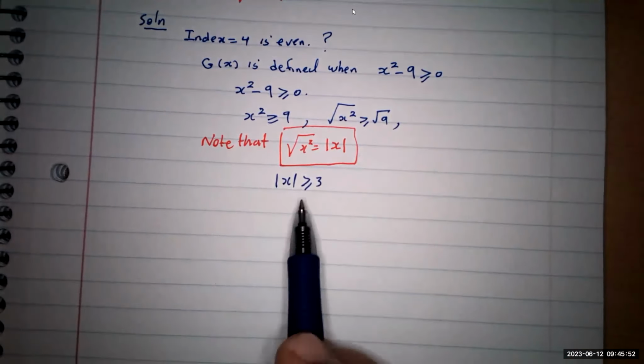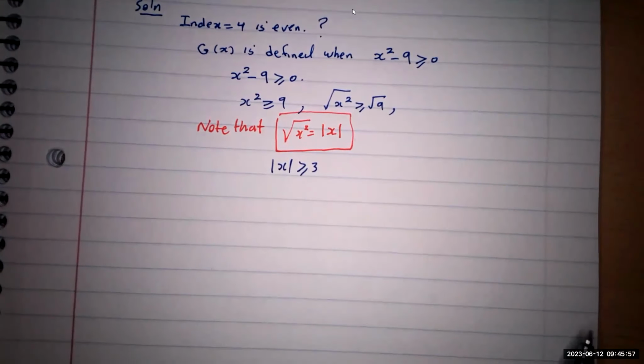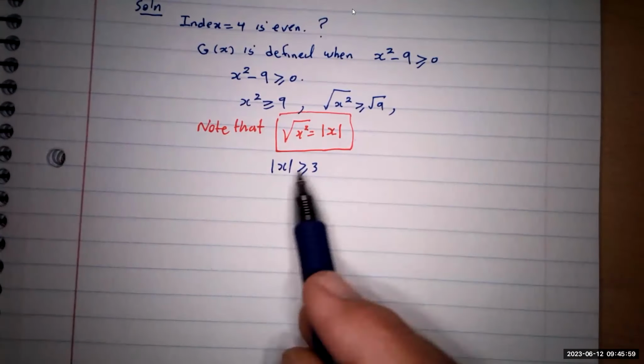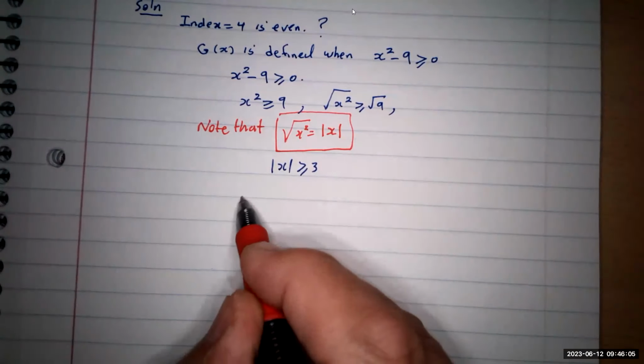Now, the absolute value of x is greater than or equal to 3. You have to find this one. The best way to do it: absolute value is your distance from the origin. We call it your distance from your home. You see, this is the way you can find it.